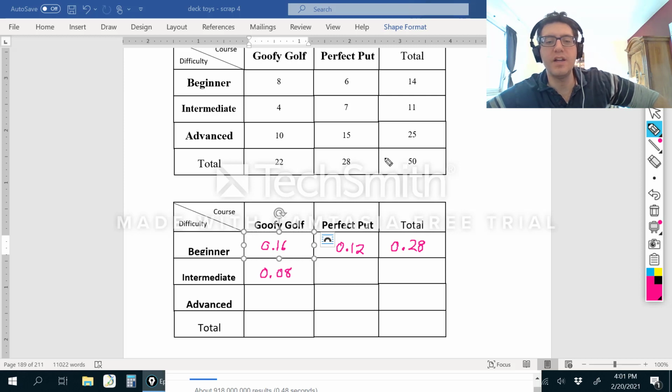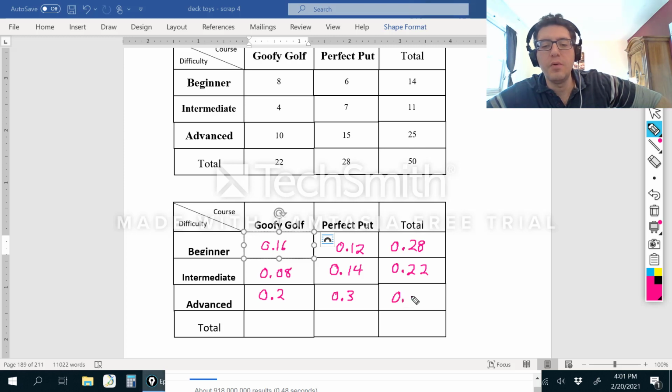Okay, 7 divided by 50 would be 0.14. 11 divided by 50 would be 0.22. 10 divided by 50 would be 0.20, or just 0.2. 15 divided by 50 would be 0.30, or just 0.3. 25 divided by 50 would be 0.50, or 0.5, which makes sense because 0.5, that's 50% or a half, right? And 25 is half of 50.